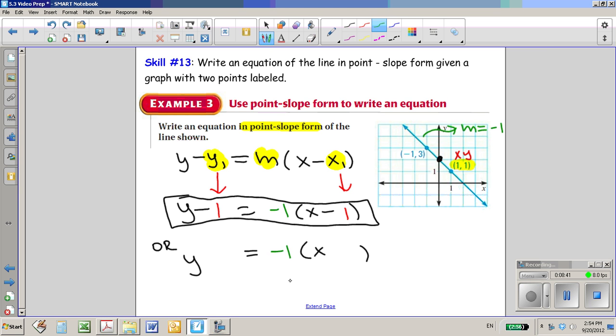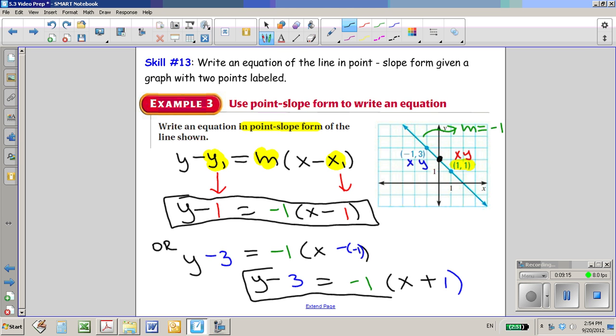So this is going to stay as negative 1, but I will be using this for x and this for y. So this will be y minus positive 3 and x minus negative 1. So it's actually going to be y minus 3 equal to negative 1, x plus 1. So both of them are going to be correct. So if you write either one on the test or quiz, that is absolutely correct. Just make sure the slope stays the same.